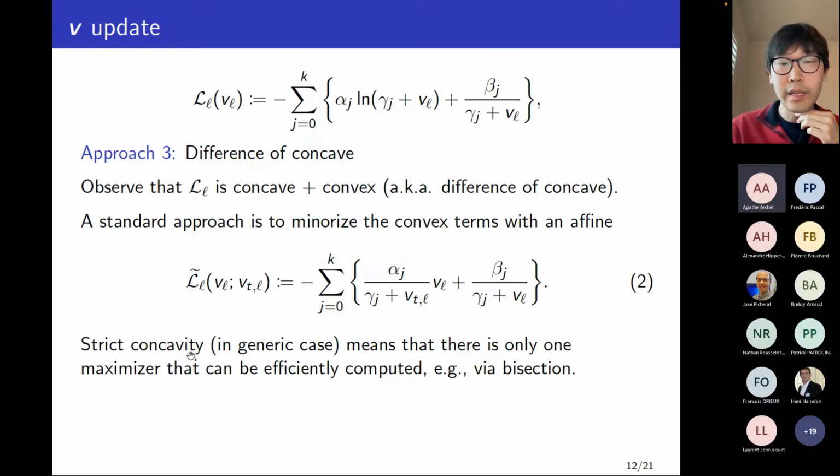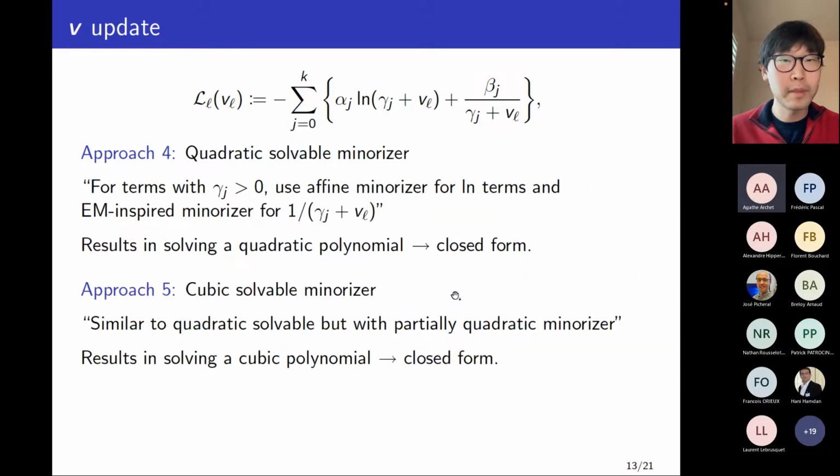So strict concavity in the generic case of this function now means that there's only one maximizer. And so we could do, for example, bisection to find it. Just like in the global maximization context, we're able to derive a bound for where the critical point should be. So we can just use that initial interval, do bisection, and find the critical point.